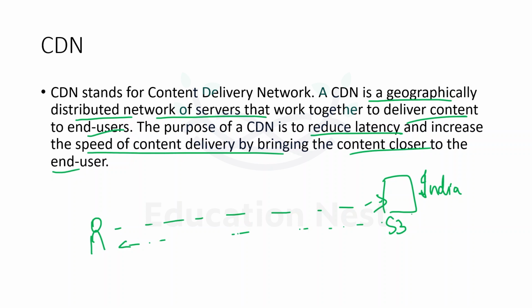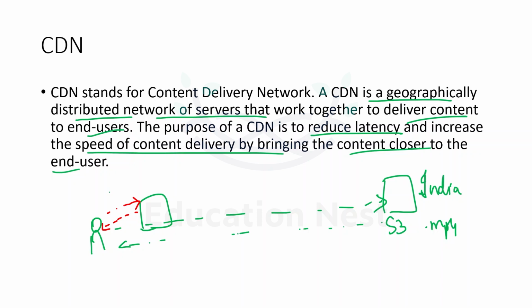What if I have the content of S3, let's say an MP4 file that the user is trying to fetch, which is a very huge MP4 file, in the nearest server to the user, somewhere in America itself. So now what will happen is my request would be going to that nearest server, it will fetch the content and come back. The RTT is reducing over here, hence the latency will reduce and the speed of content delivery will increase drastically.